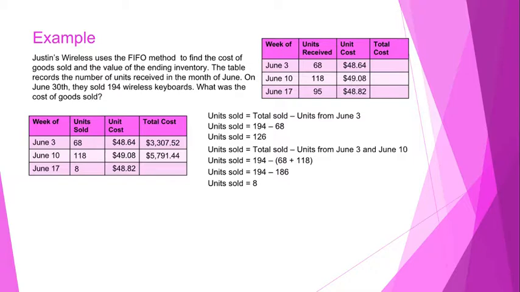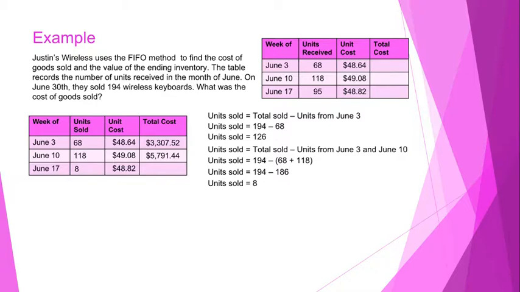Ending inventory for FIFO. Now Eleanor's Beauty uses the FIFO method to find the cost of goods sold and the value of the ending inventory. The table records the number of units received in the month of May. On May 31st, they sold 207 mascara. What was the value of the remaining inventory?